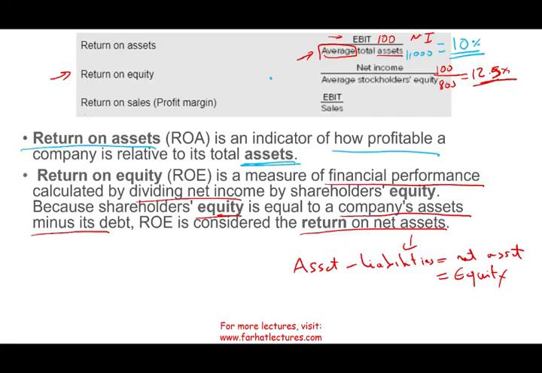The third ratio is return on sales, or profit margin. Here you are taking your EBIT, earnings before interest and taxes, and dividing it by sales. So notice here, you don't use averages. Why don't you use averages? Because EBIT is an income statement figure, and sales is an income statement figure. They're both income statement figures, so you don't have to use averages, okay?